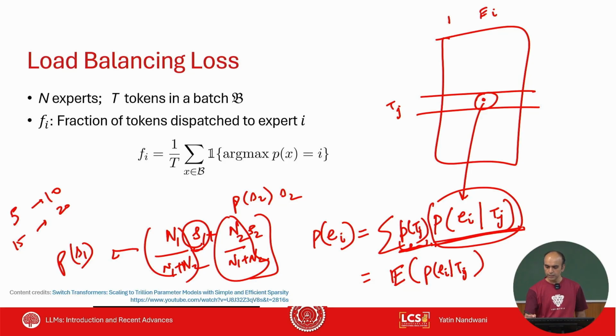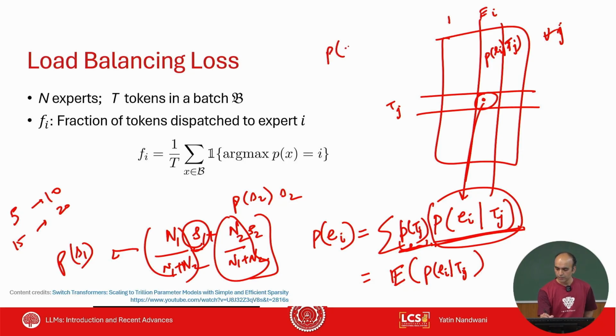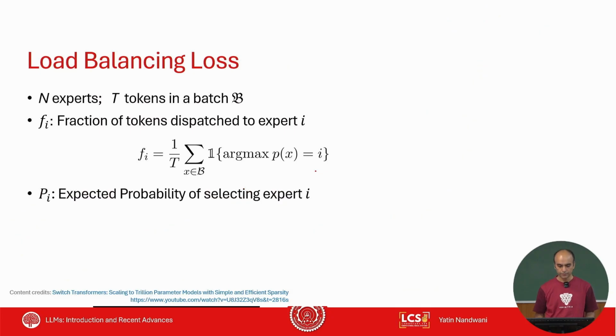Similarly here, I have P of Ei given Tj for all j. I can take the average of these. So I can simply say P of Ei given Tj, summation over j, times 1 by t, where t is the number of tokens that I have. This gives me P of i, the probability of selecting expert i.